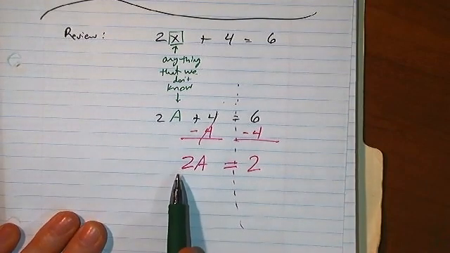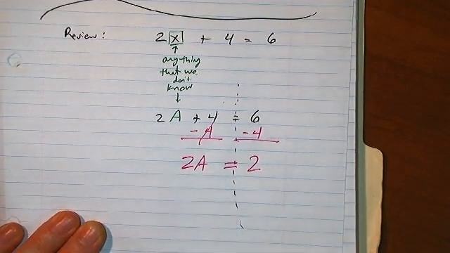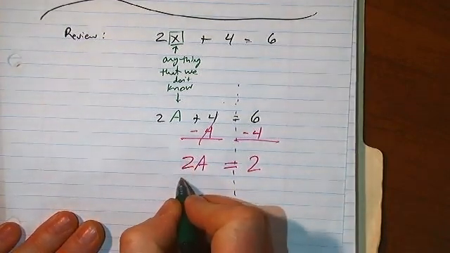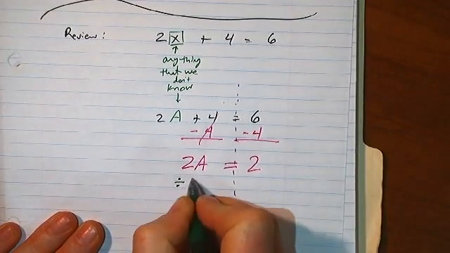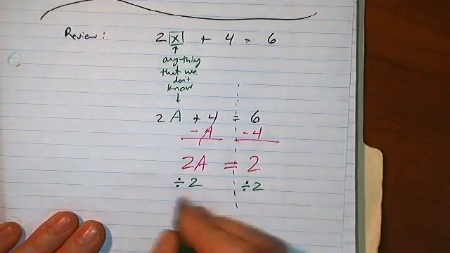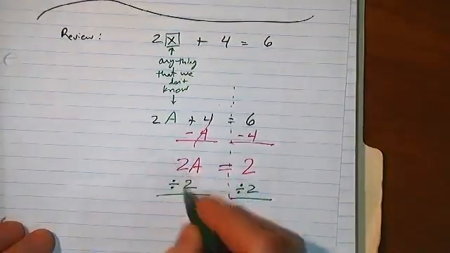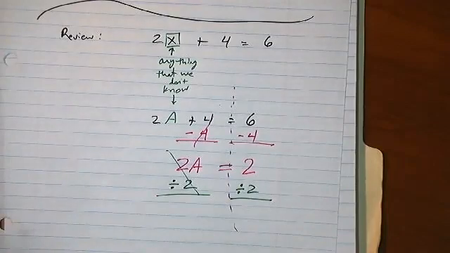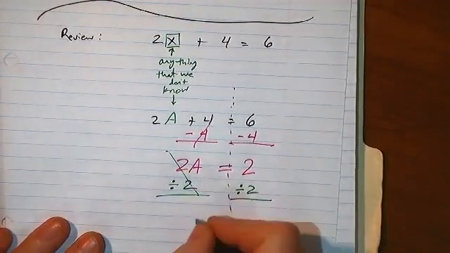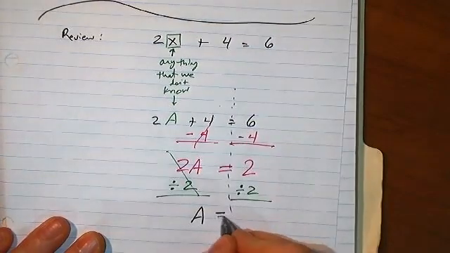I need to get rid of this 2. Because this is 2 times anything that I don't know, the way I get rid of multiplying by 2, the inverse of multiplying, is dividing. So now I'm going to divide both sides by 2. When I divide both sides by 2, these will cancel each other out. And now I've got the unknown anything all by itself, and it's still equal to something.